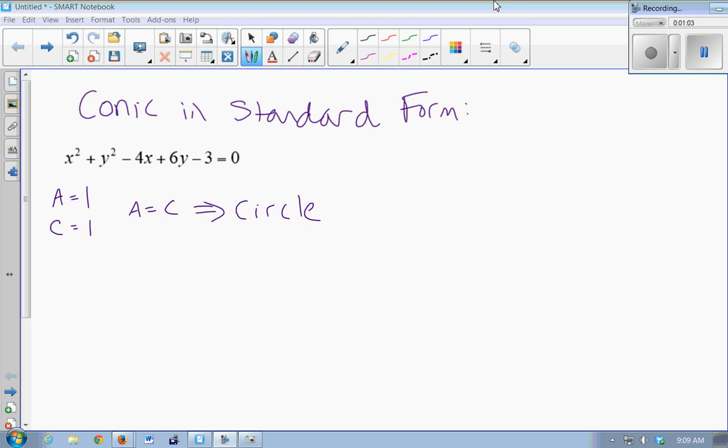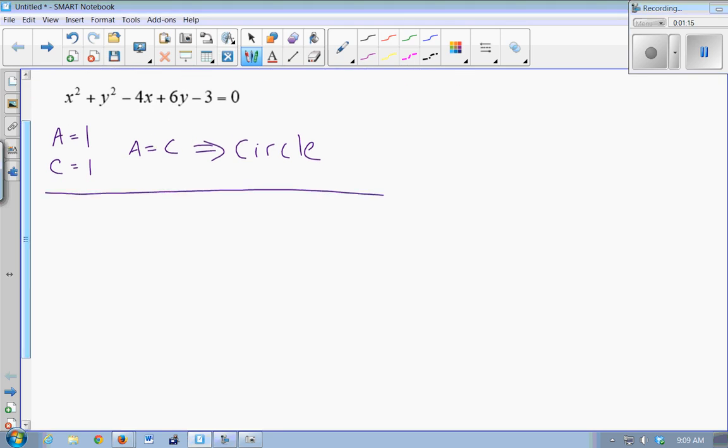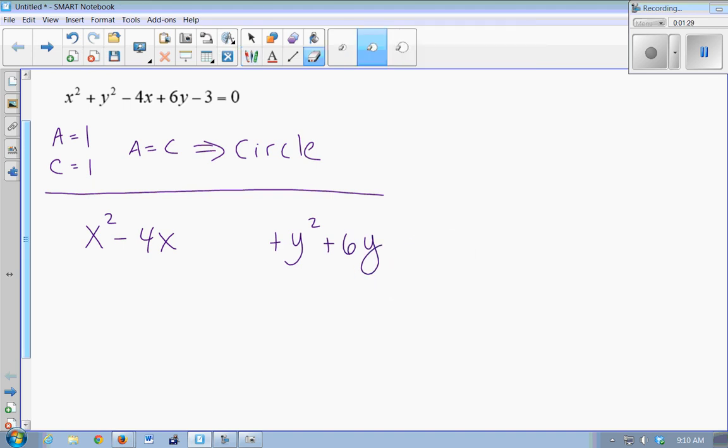Okay, so we know this is a circle. If I want to know the information about this circle, like what is its center and radius, and sketch it, I would have to complete the square. So I group the x's together: x squared minus 4x, and group the y's together: y squared plus 6y. I'm going to move the 3 to the other side. And then I complete the square on the x's and on the y's.